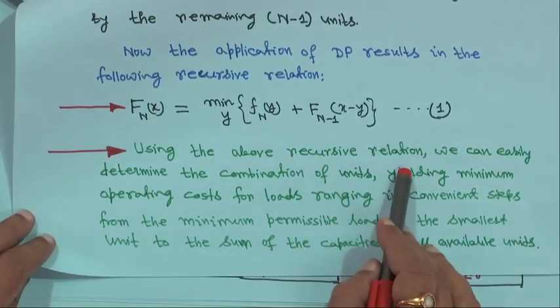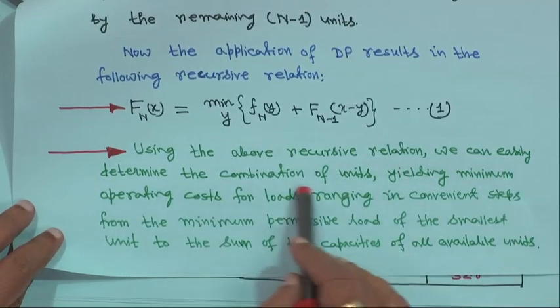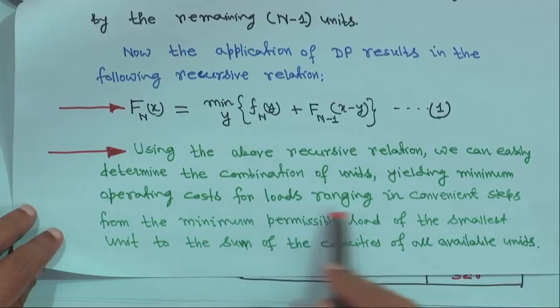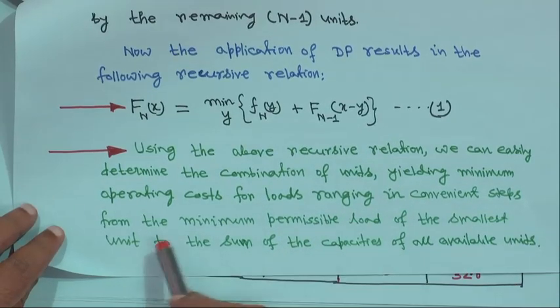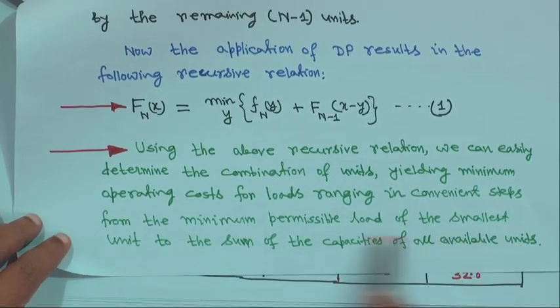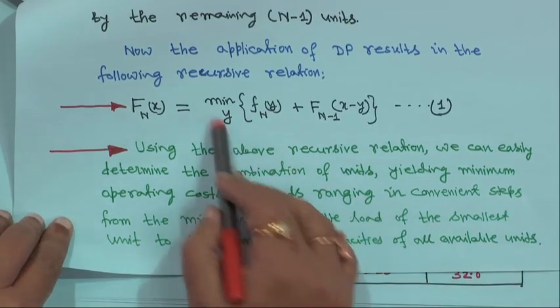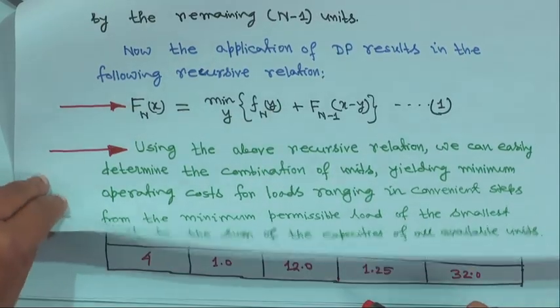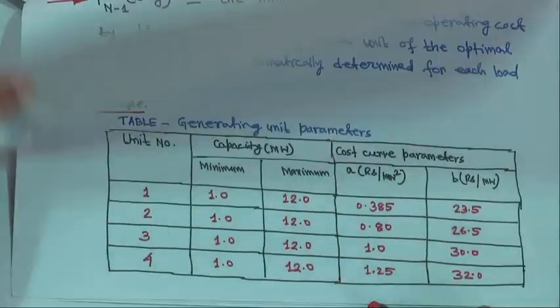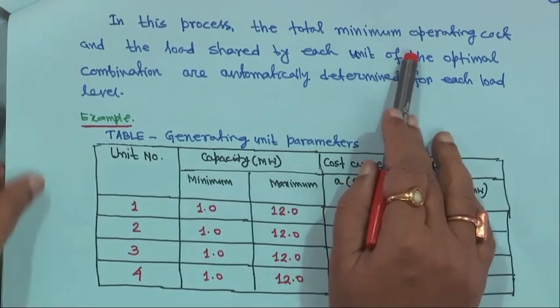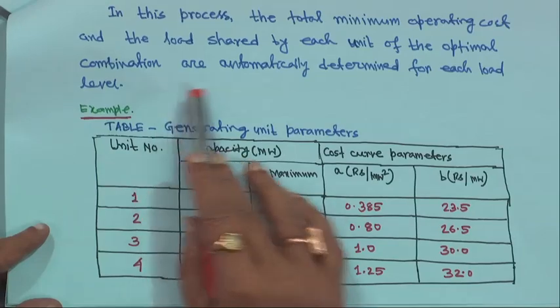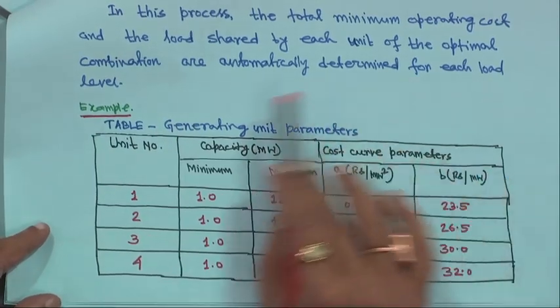Using the above recursive relation, we can easily determine the combination of units yielding minimum operating cost for loads ranging in convenient steps from the minimum permissible load of the smallest unit to the sum of the capacities of all the available units. Using this equation we will determine the optimum combination of units and the minimum cost. In this process, the total minimum operating cost and the load shared by each unit of the optimal combination are automatically determined for each load level.